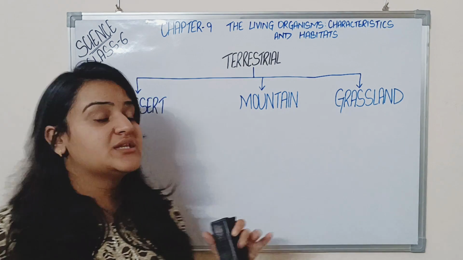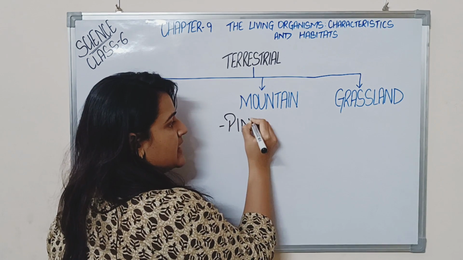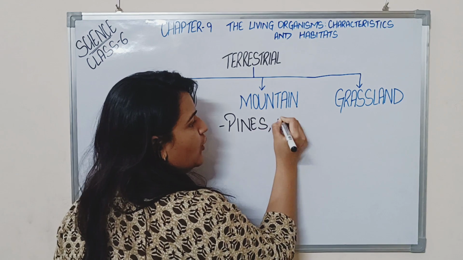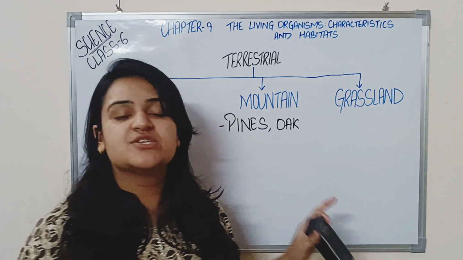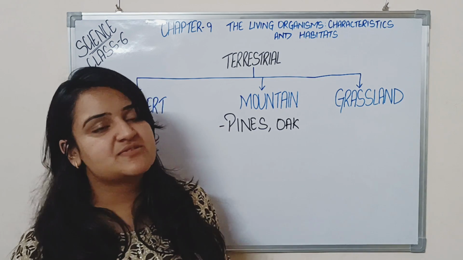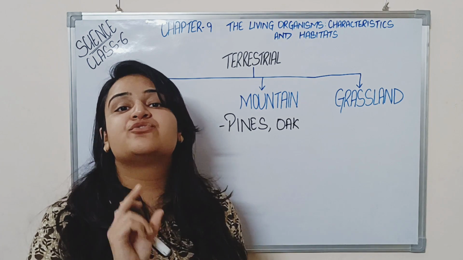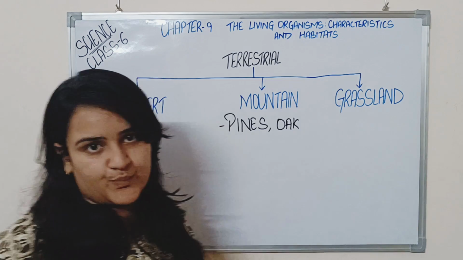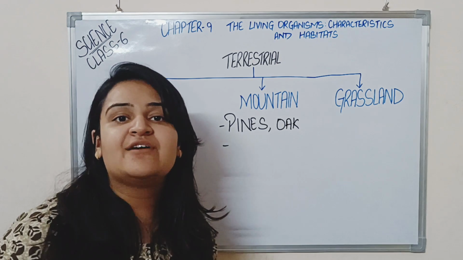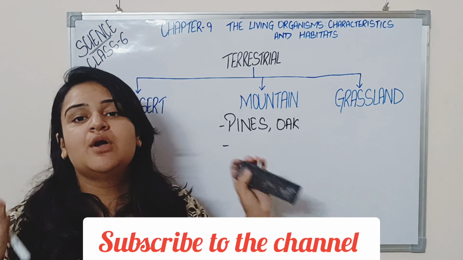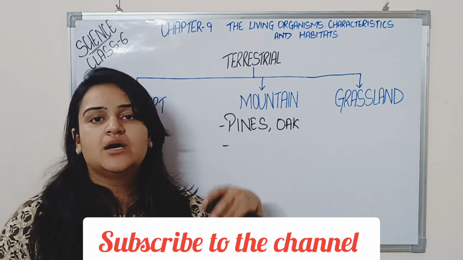Next is about the animals. Now you see, when we are talking about plants, pines or oak are the trees that are mostly found in mountain regions, and they have needle-like leaves, and the shape of the tree is conical for the minimum retention of water from the rain or snow. Okay. Now we are talking about animals. Animals have to be adapted to extreme cold conditions. What kind of animals do you find in snow or in mountains?